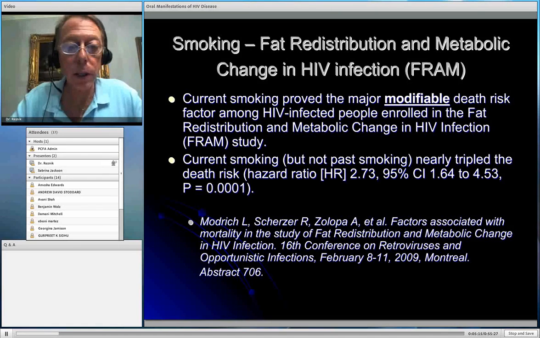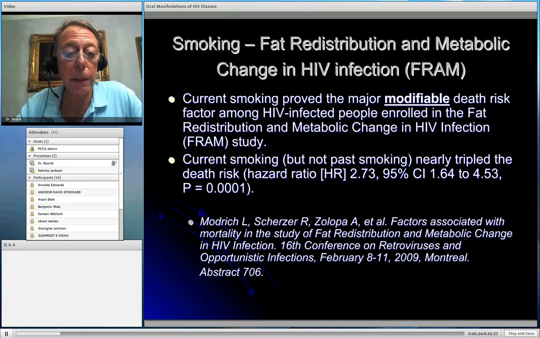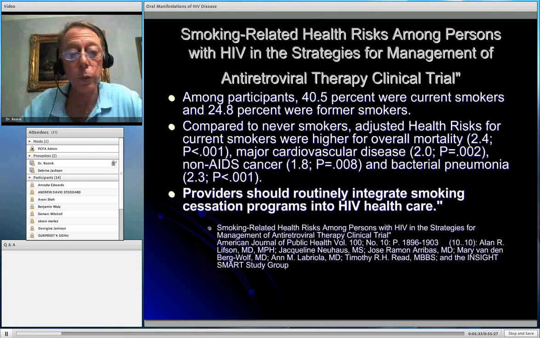I did want to touch on smoking, because smoking cessation is very important for this patient population, as smoking is the major modifiable death risk factor for people living with HIV disease. And it's current smoking. It's not necessarily past smoking, but current smoking tripled the death risk factor. That was from one study.